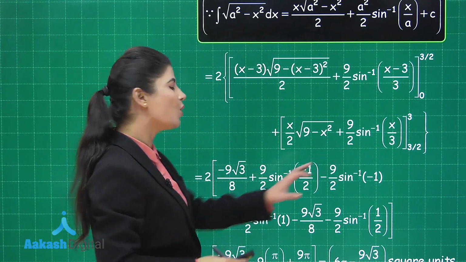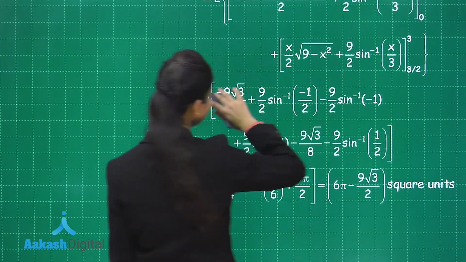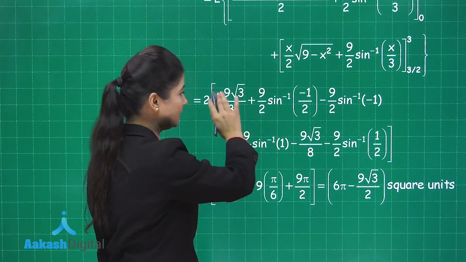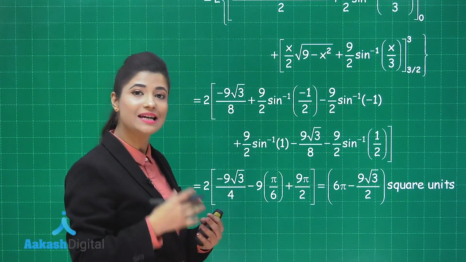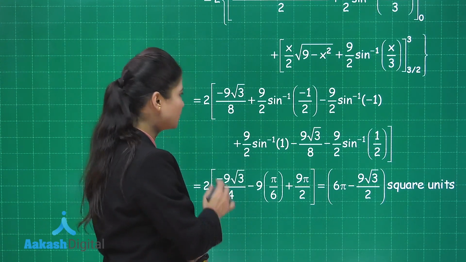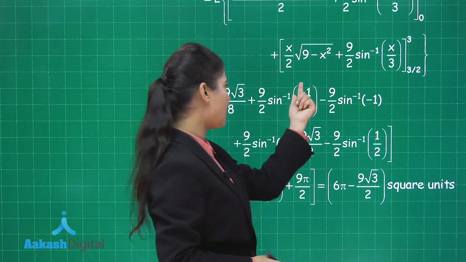So substituting all these values here, this further reduces. So here this minus 9 root 3 by 8 and this minus 9 root 3 by 8 gets added up, and you get here minus 18 root 3 by 8, which further reduces to the value minus 9 root 3 upon 4.